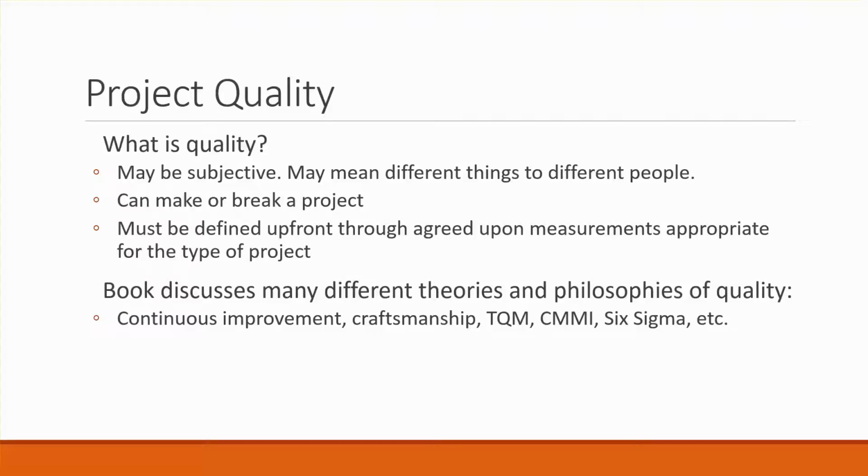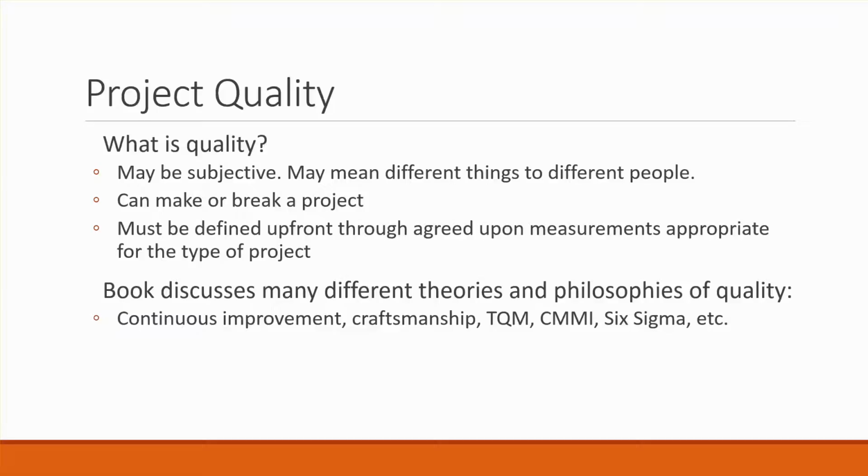Let's talk about project quality. So quality can be subjective. It can mean different things to different people. There can obviously be different quality metrics depending on the type of project, but quality can make or break the success of a project, especially when it has not been agreed upon and stakeholders don't have a clear understanding of what those quality measurements will be up front. So it's really, really important.